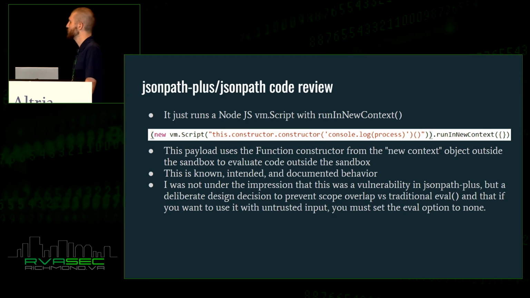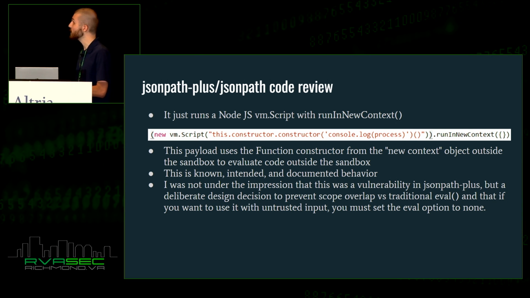And it should be trivial then for us to shell our target. So when I was digging into this, I was not under the impression that this was a vulnerability in JSON Path Plus, but a deliberate design decision. This prevents any scope overlap that the filter expressions run in because they're given this context, so nothing global is exposed to them. And there's also an option for JSON Path Plus called eval false, which disables these entirely.